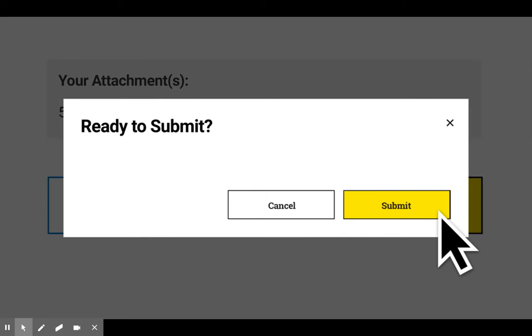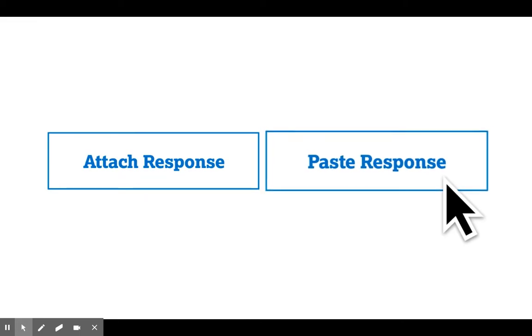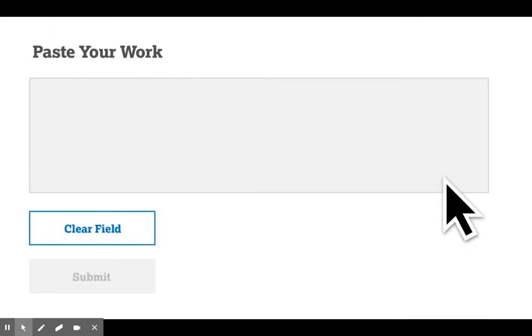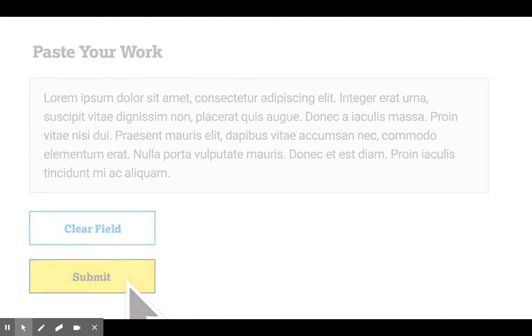Once you hit Submit, you cannot go back to that question. So make sure you're ready to move on before you hit Submit. If you choose to copy and paste your work, click on Paste Response. Copy your response and paste it into the box. Review it to make sure it has everything you want to submit and is formatted correctly. Once you have checked the pasted copy, hit Submit.